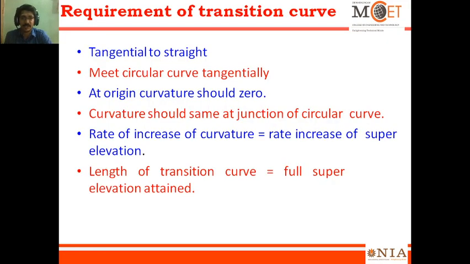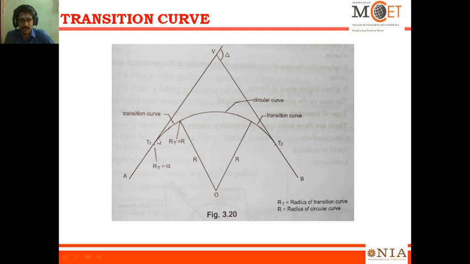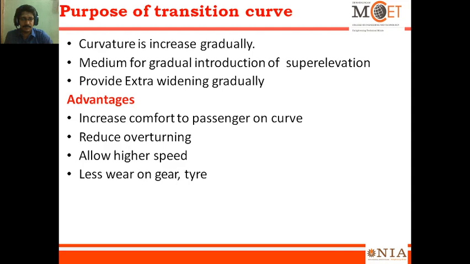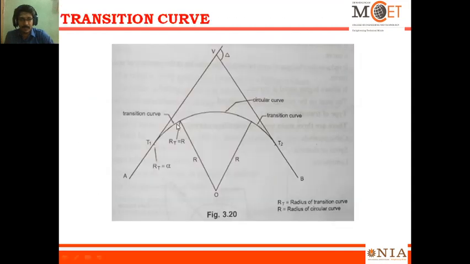At the origin, curvature should be 0. Consider this is the origin. The curvature from T1 to this portion is obviously 0, right? Curvature should be the same at the junction of the circular curve. Here and here the curvature must be the same, right?